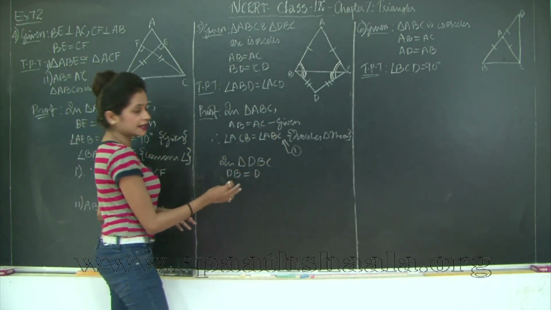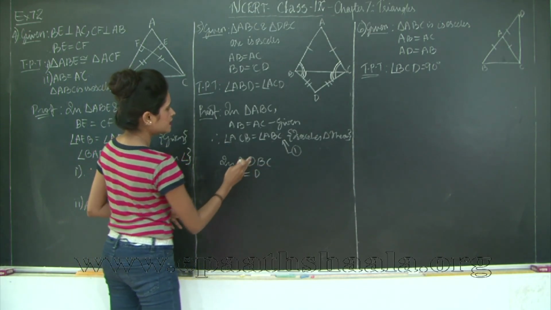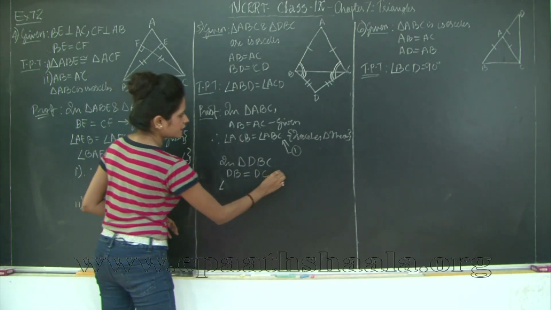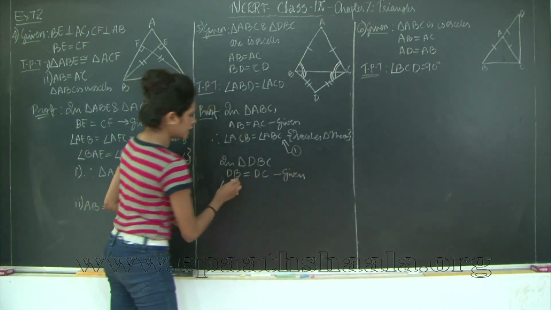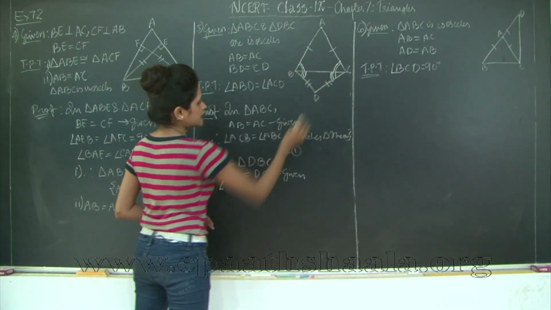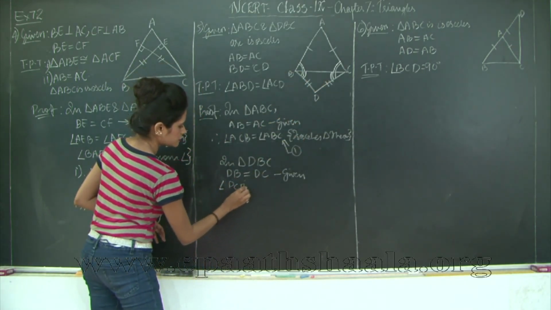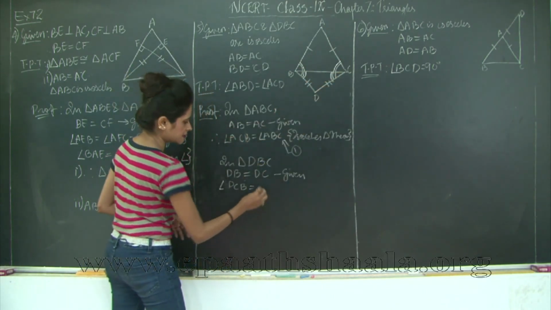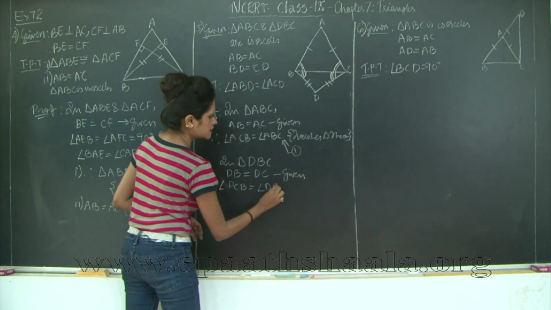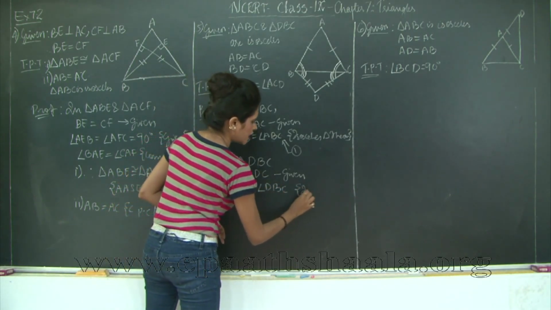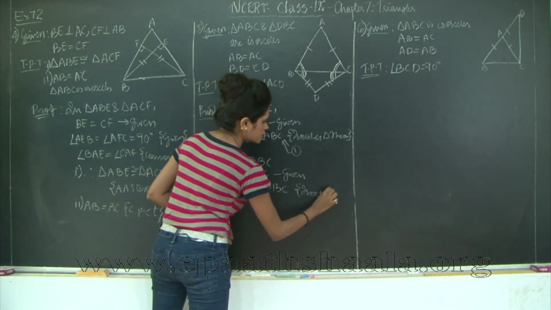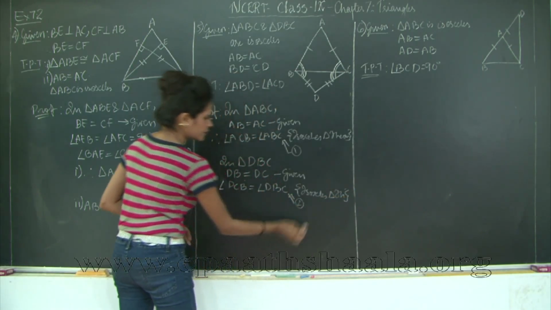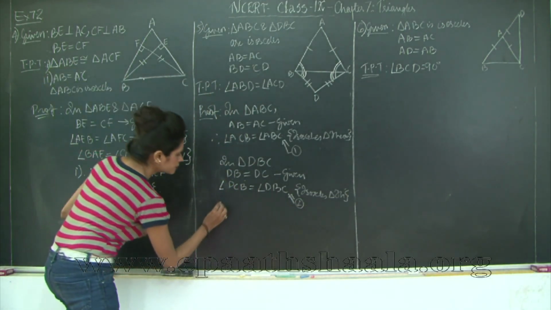Now similarly in triangle DBC, I have DB is equal to DC. Therefore, the angle opposite, this is given. Angle opposite side DB is what? DCB is equal to angle DBC, because DBC is the angle opposite side DC. So, DBC. Isosceles triangle theorem. And I'll mark this statement as 2. So, adding 1 and 2, what do I get?